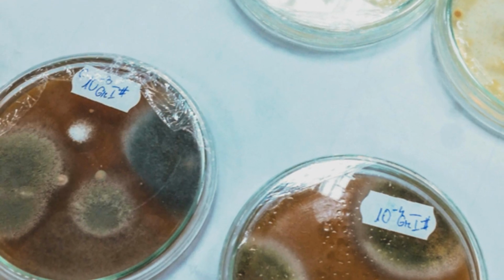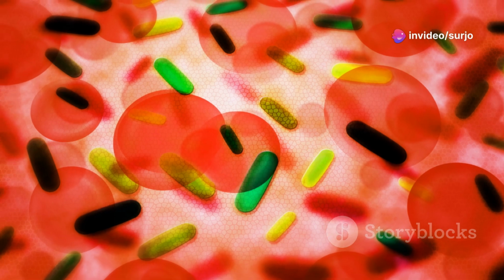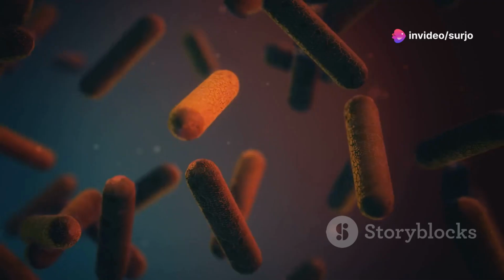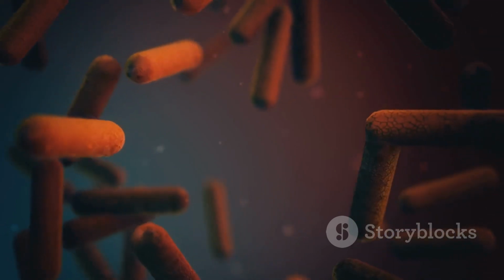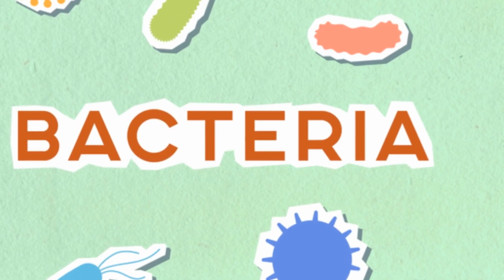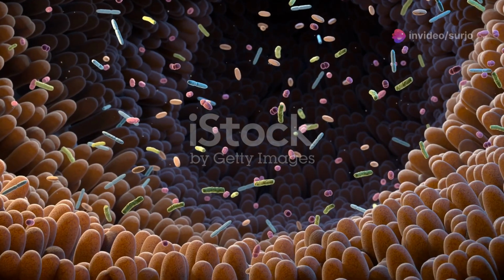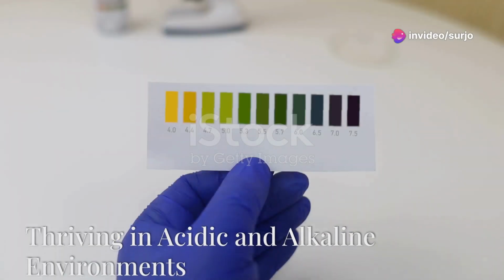Mesophiles, on the other hand, prefer moderate temperatures with optimal growth between 20 degrees and 45 degrees Celsius. This category encompasses the majority of bacteria, including those found in soil, water, and the human body. As we are mesophiles ourselves, it's no surprise that many bacteria that inhabit our bodies share this temperature preference.